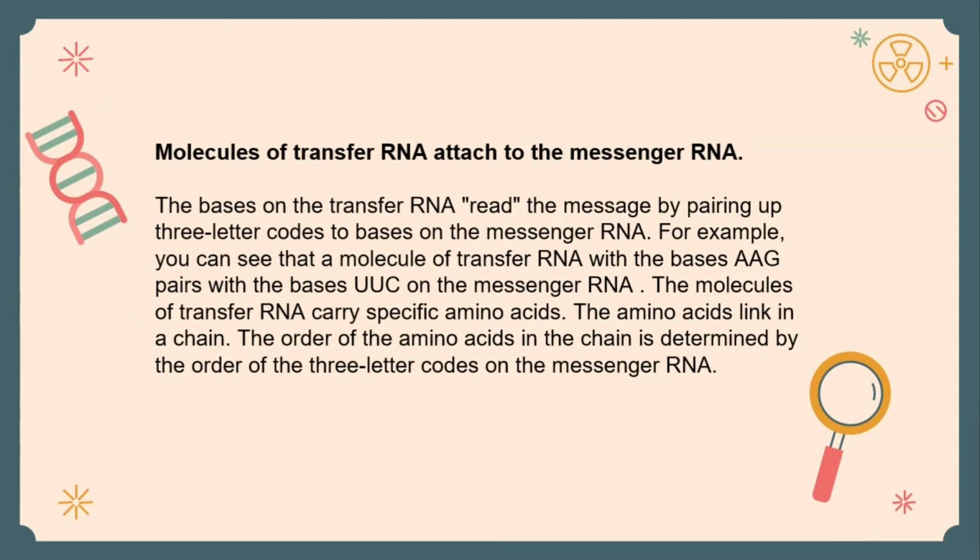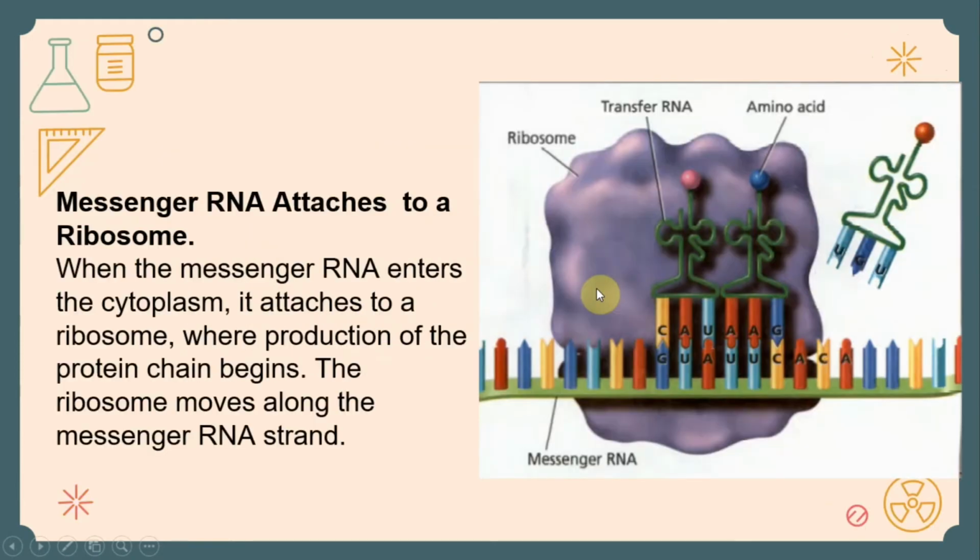The third step. Molecules of transfer RNA attach to the messenger RNA. The bases on the transfer RNA read the message by pairing up 3-letter codes to bases on the messenger RNA. For example, you can see that a molecule of transfer RNA with the bases AAG pairs with the bases UUC on the messenger RNA. This was the illustration that I had before. Here, they pair up like this.